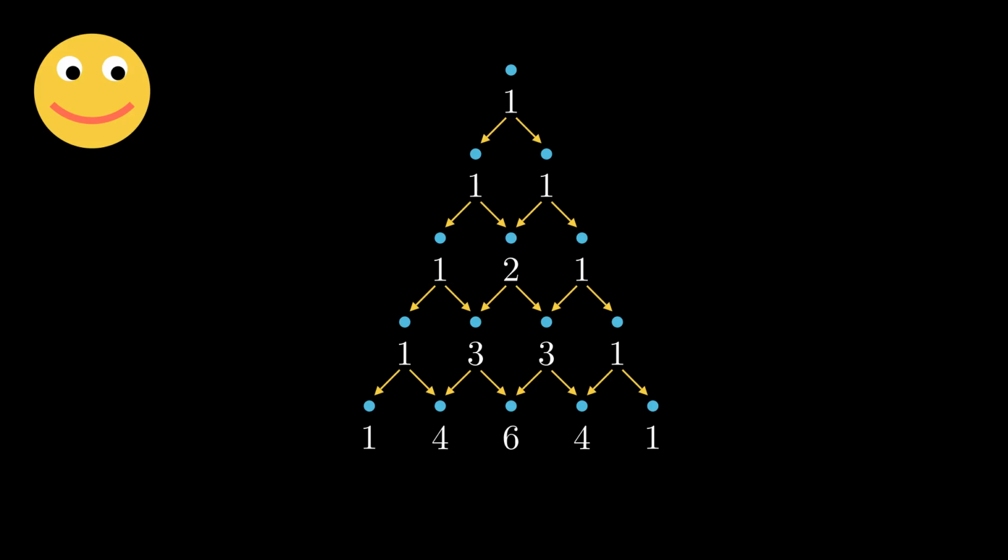Let's see what happens if we sum all the numbers in each row. Write down the sums one below the other. Do you notice anything interesting? Each row's sum is exactly double the previous row's sum. That's right. These are the powers of 2.